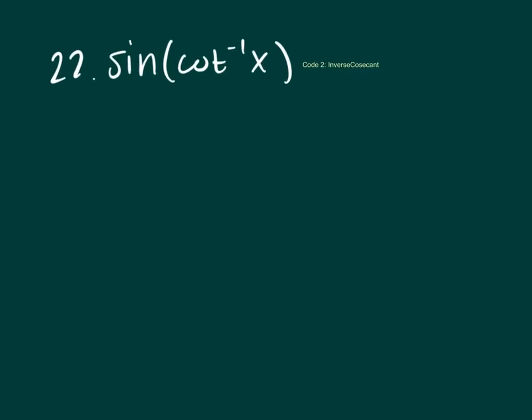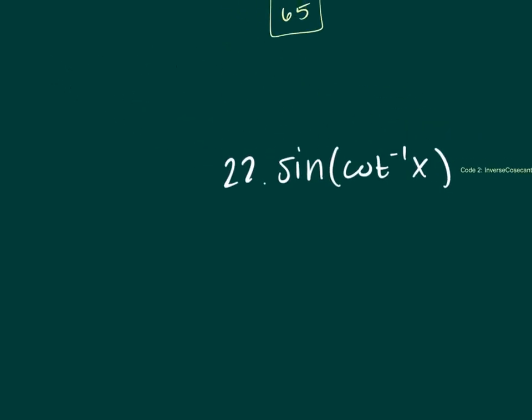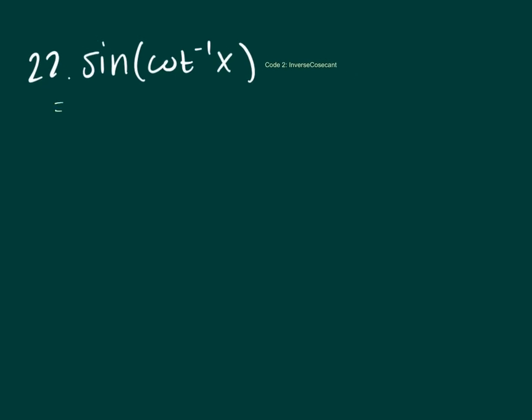For 22, we want to find sine of cotangent inverse of x. So first thing I'm going to do is draw a corresponding triangle. So I'm looking for sine of the same theta. So we have our theta. Cotangent x is adjacent over opposite. So this is x and 1.